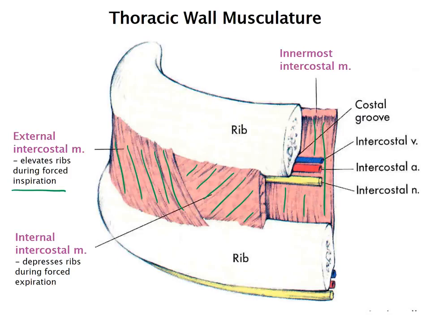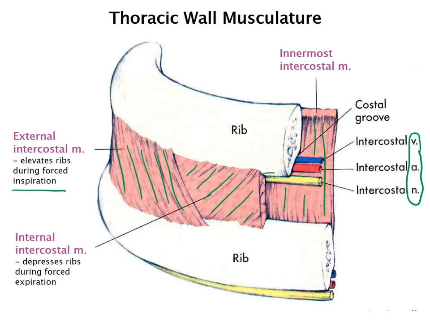Living between the internal and the innermost intercostal muscles within the costal groove is a neurovascular bundle. This bundle consists of the intercostal vein, artery, and nerve, in that particular order. We will sometimes refer to this as the VAN or the VAN relationship. We'll see this relationship in other areas of the body as well.